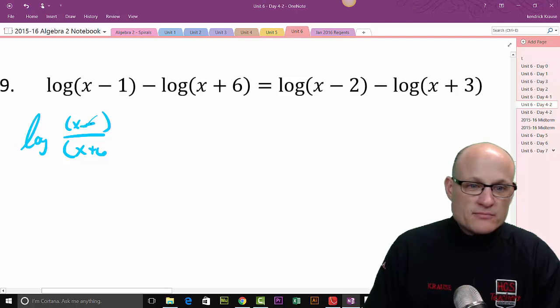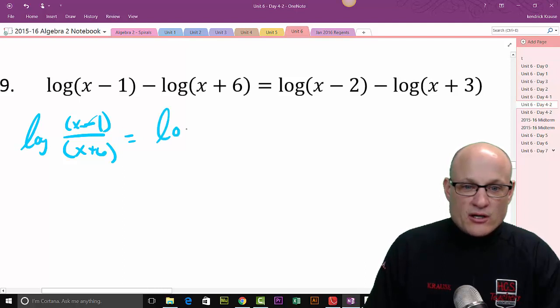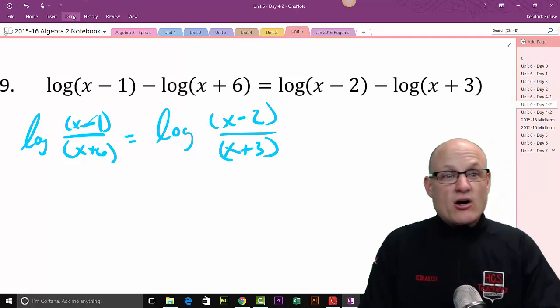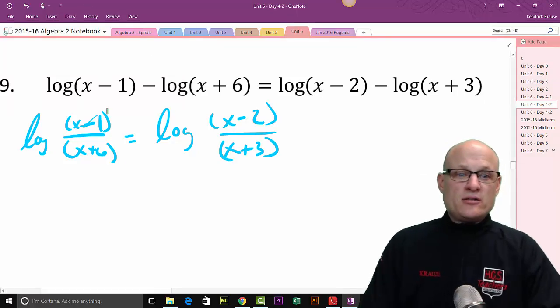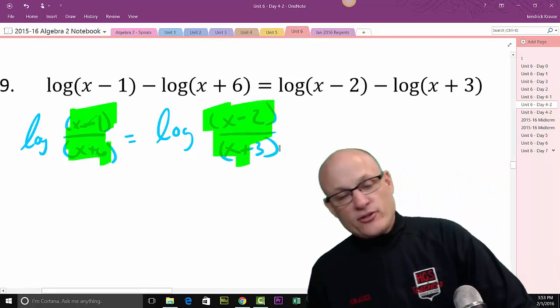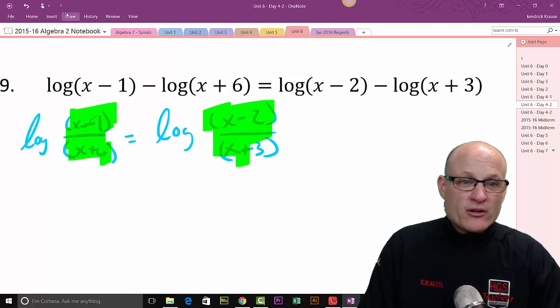x + 6 is equal to log, why do I keep putting pluses? x - 6, minus 2, all over x + 3. Well, now that I have a log equal to a log, this has to equal this. So all I've got to do is set those two things equal to each other.